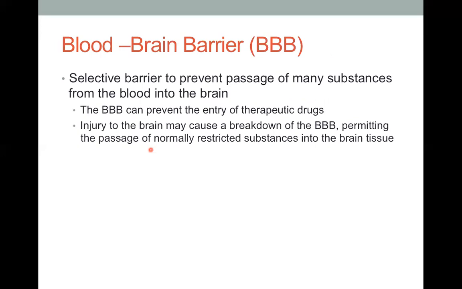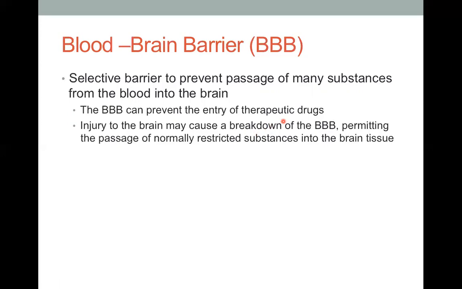Our brain has a blood-brain barrier. This protects the brain cells from harmful substances and pathogens by serving as a selective barrier to prevent the passage of many substances into the brain. And some of those substances could be good things, such as therapeutic drugs. So oftentimes we are not able to target brain tumors, say with chemotherapy, because of this blood-brain barrier.